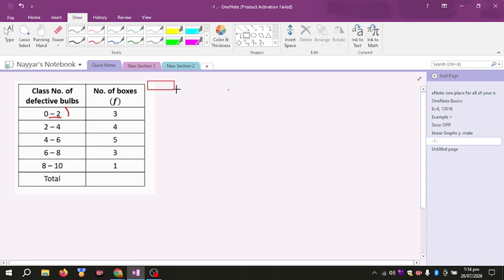I'm going to add the box here. First we need to find out x, and then we need to find out f of x.